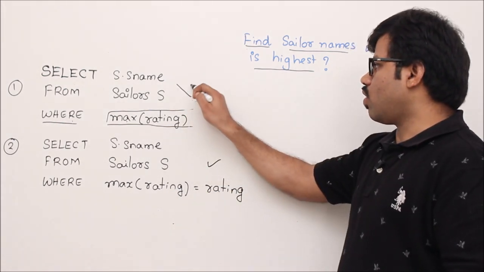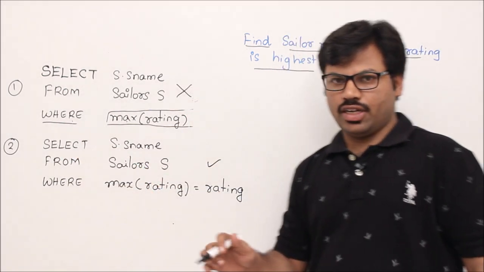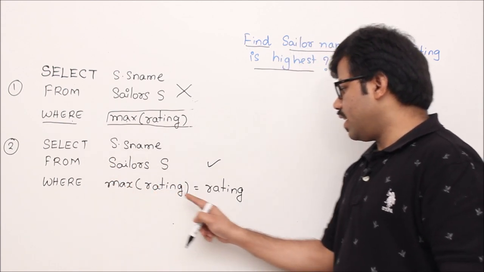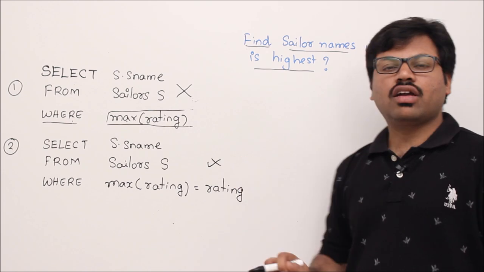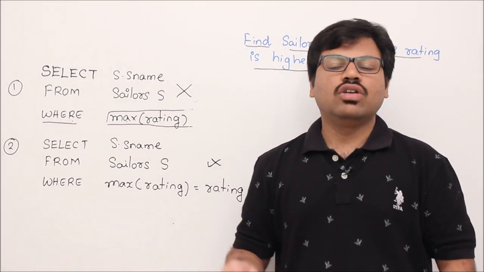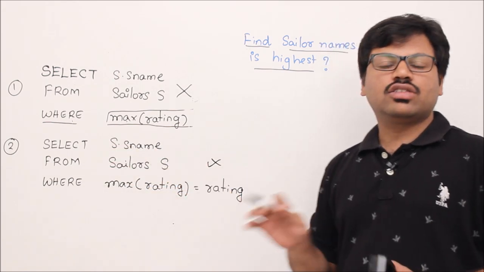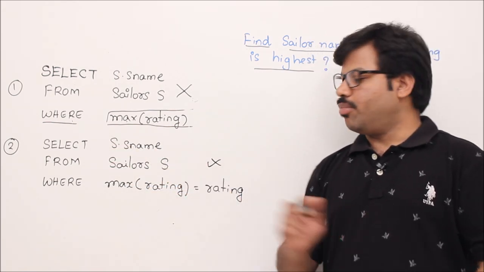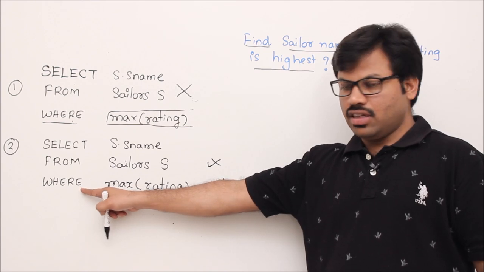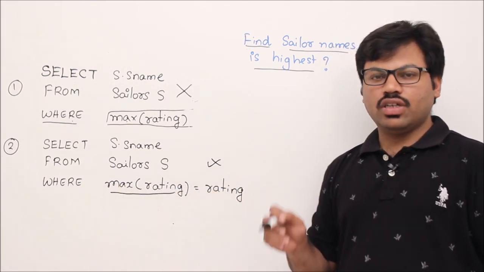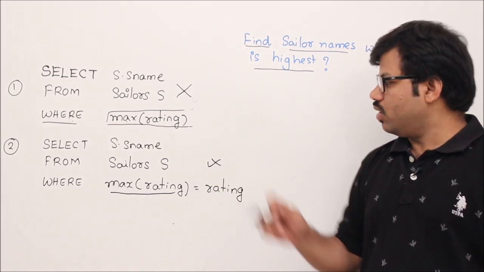So first of all, this is wrong. Now what's the problem with this one? I will tell you. Select s dot sname from sailors s where max rating equal to rating. This is actually not allowed according to standard. If you don't know the standard rule, then you will think that this is correct. So how to remember the standard rule is, blindly remember in the where clause we cannot write an aggregate operator like this. Okay, I will tell you the logic behind the rule.